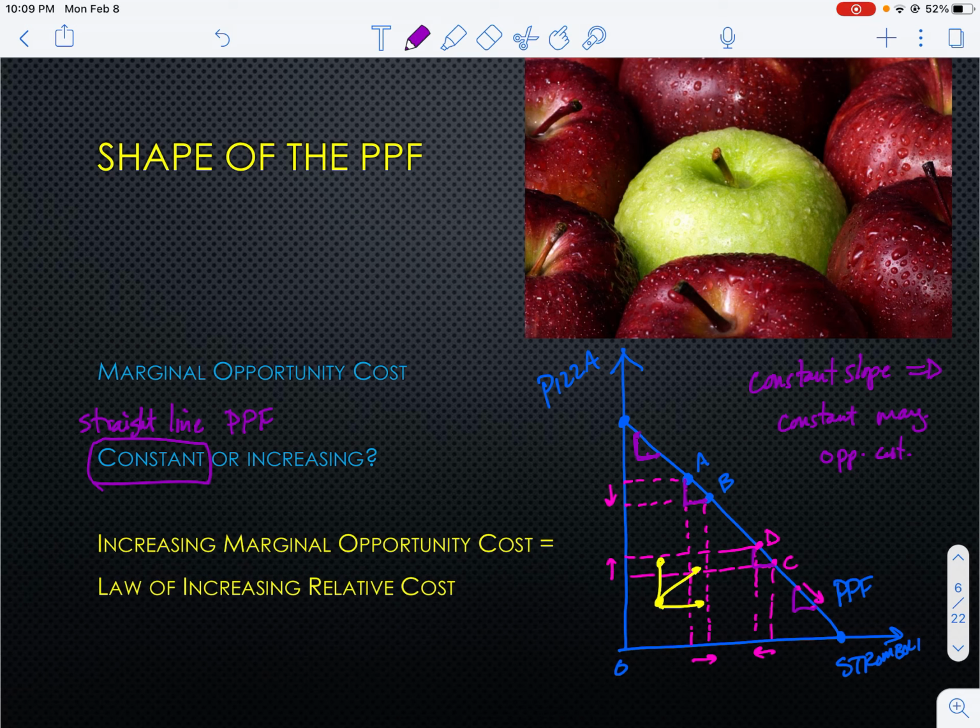Everywhere you pick any 2 points on there, the slope is the same. The number of units that you give up of one good in exchange for the change in quantity of the other is going to be the same. That ratio is what gives you the slope, rise over run, or in this case it's negative, that fall, and it's going to be the same everywhere along there. But is that the case for all goods?